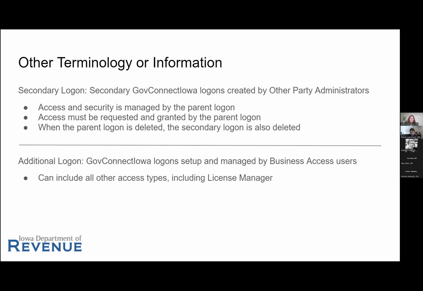Additional logons have the same account type levels as requesting access, which is what we're talking about here, but it also includes some additional types. And one of these is the license manager. License managers are designed to manage only the licensing aspects of GovConnectIowa, which involves the presentations that you had heard earlier today. So for example, if your employee or your third party is only meant to apply or renew licenses with ABD, DIA, or Iowa Lottery, this would be the most appropriate access level type for them.